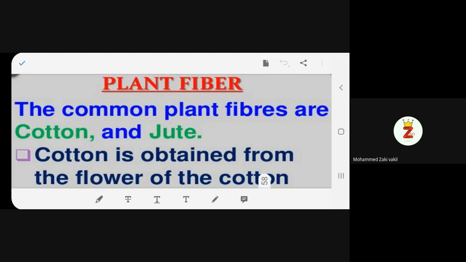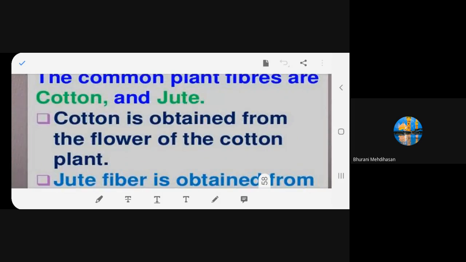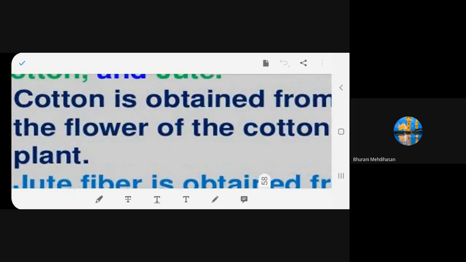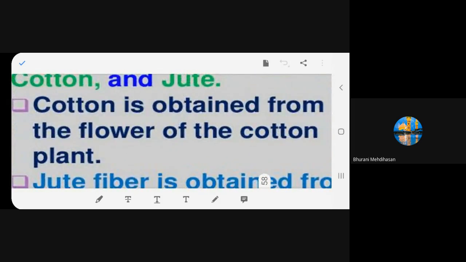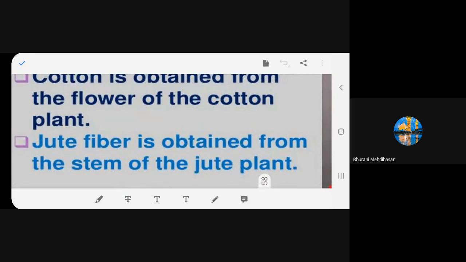Where do we get cotton from? We get it from the flower of the cotton plant. Secondly, jute is obtained from the stem of the jute plant. Remember that. So jute we are obtaining from stem and cotton we are obtaining from flower.